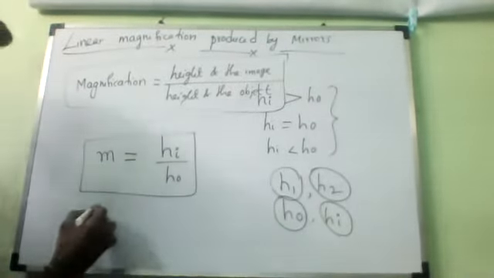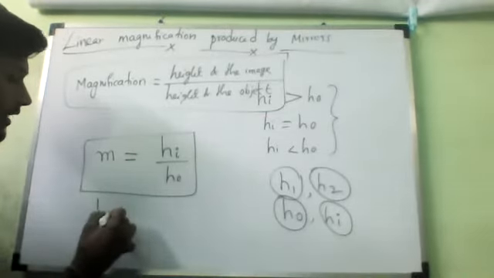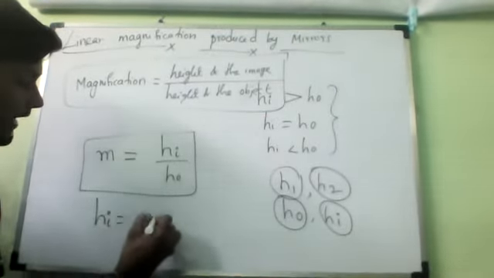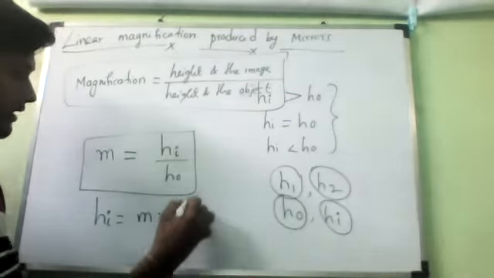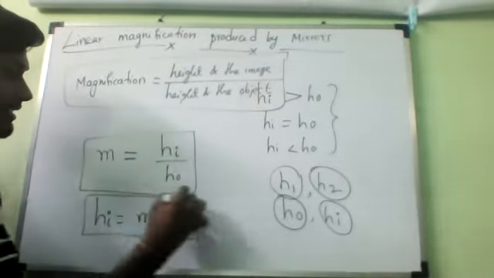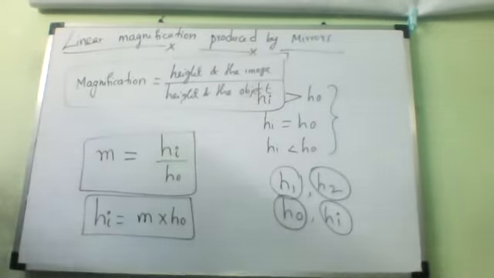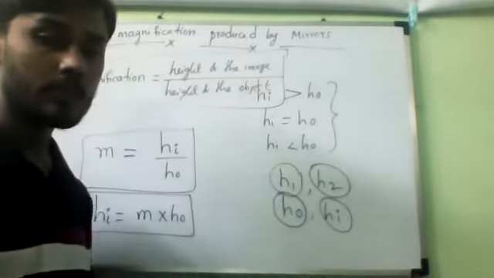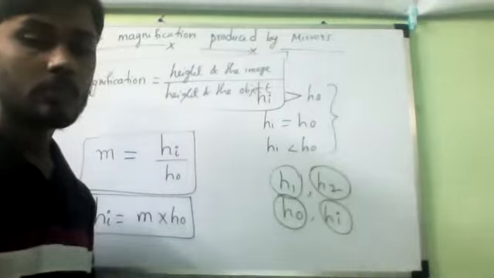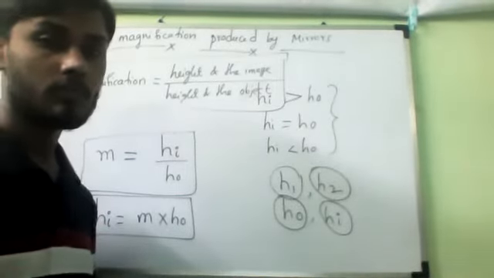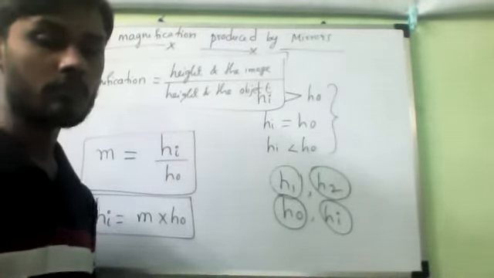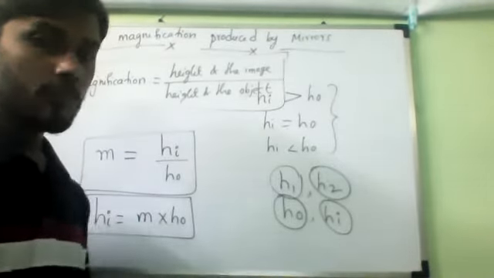From this, I can write one formula: height of the image is equal to magnification into height of the object. This will be useful in many cases, so all of you should remember this. Is it okay? Yes, sir.